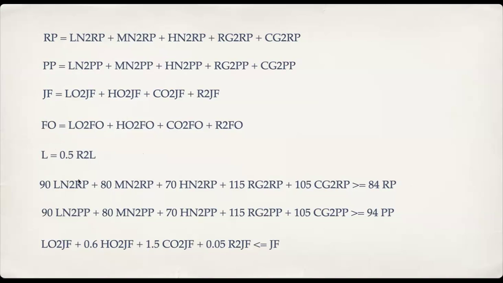What about this constraint? 90, 80, 70, 115, 105, octane number of regular petrol, okay? So it's linear blending, okay? Linear combination. Normally you multiply the amount and octane number of each component, okay? Sum up and divided by the total amount of regular petrol.